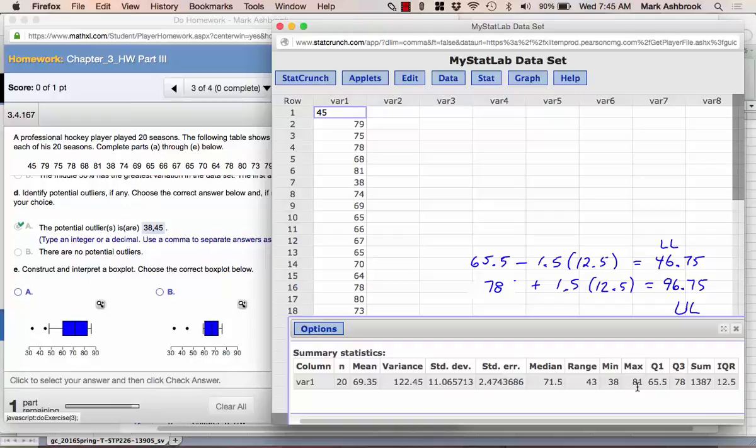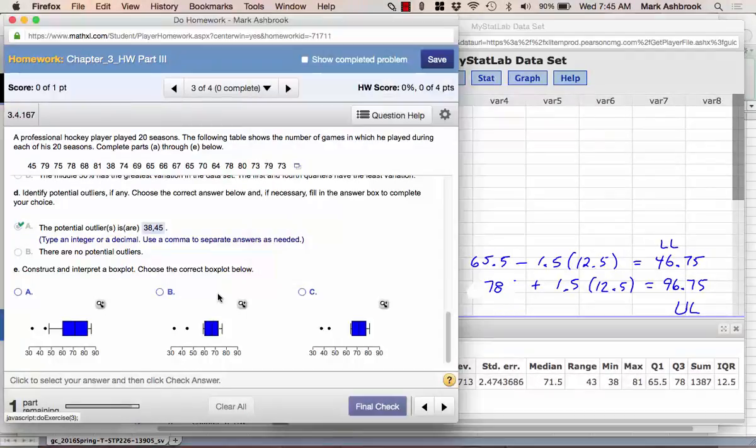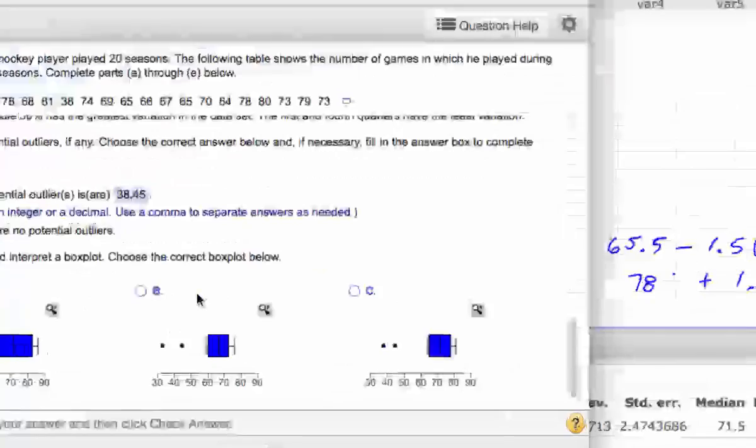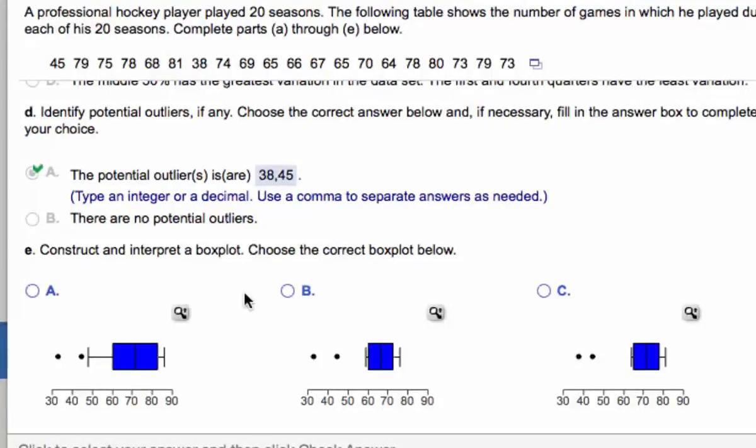Our box is at the Q1 and Q3 quartiles. So it looks to me like here's our 38, here's our 45, there's our 64, there's our 81. To me, it looks like C. Agree?